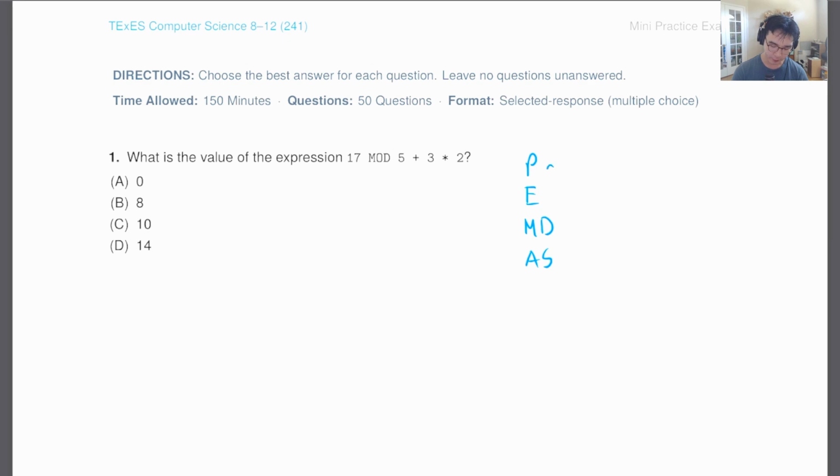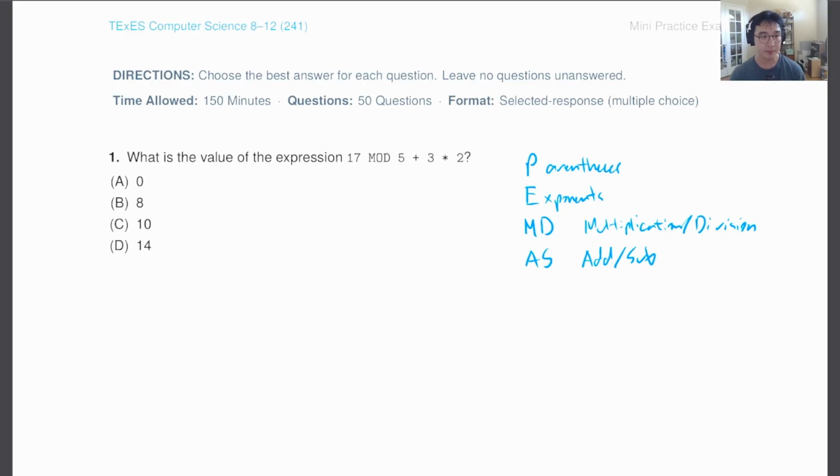So P stands for parentheses, E exponent, M and D stand for multiplication and division, and A and S stand for addition and subtraction. I'll shorten it to add, subtract. So this is the order of operations. You do parentheses, exponents, multiplication, addition, subtraction. Multiplication and division are on the same level because they are the same level of priority. Now let's go ahead and apply this to this problem.